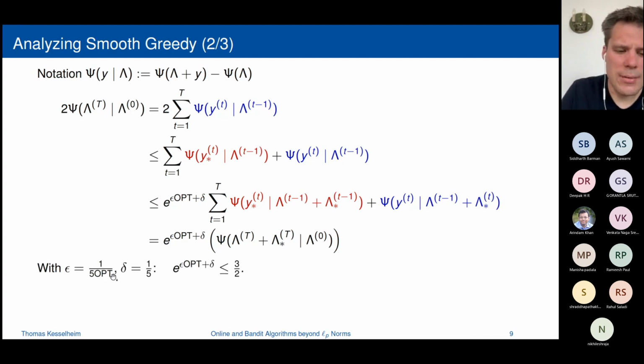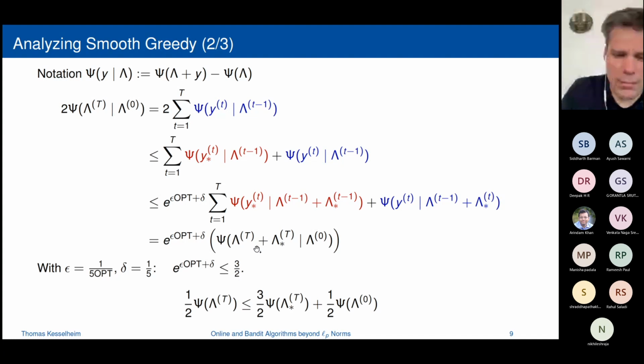And if I now choose epsilon to be 1/5 opt and delta to be a fifth, then this error term is no more than 3/2, which then means, using also subadditivity of my function psi, I get that 1/2 times the final value of my norm approximation is no more than 3/2 times the final value of the norm approximation for opt plus 1/2 times the norm approximation for the all zero vector.